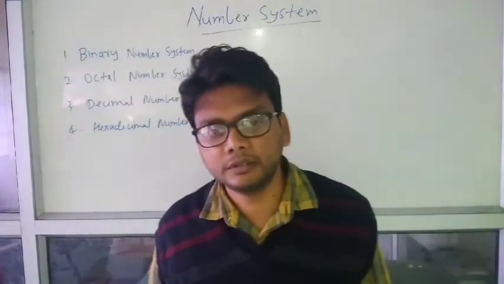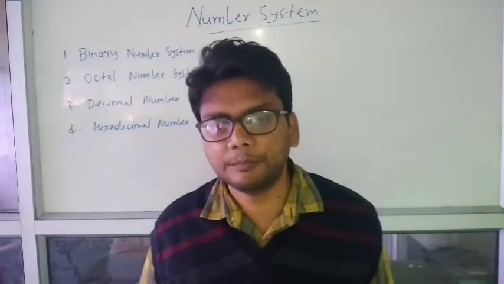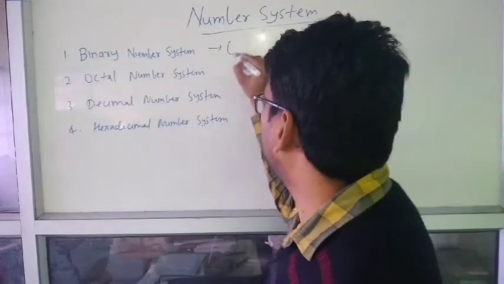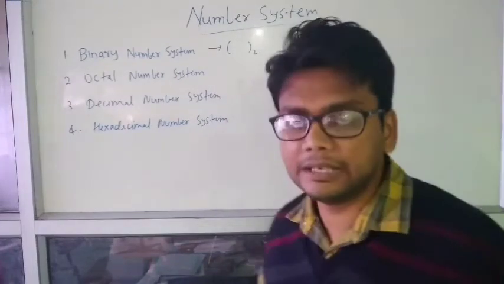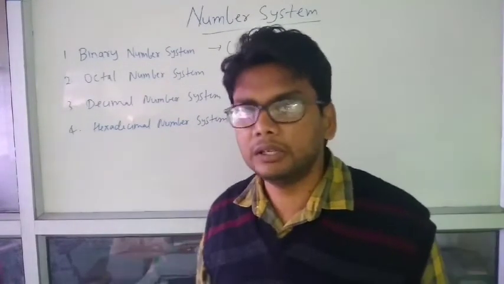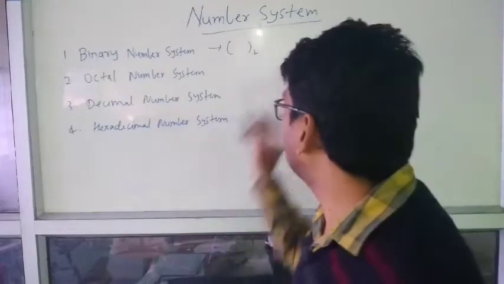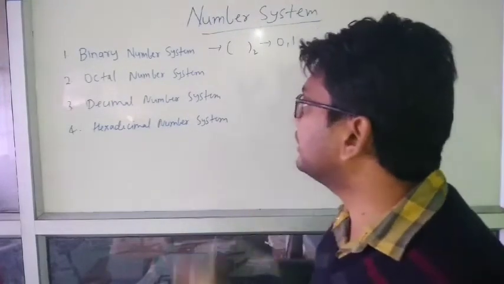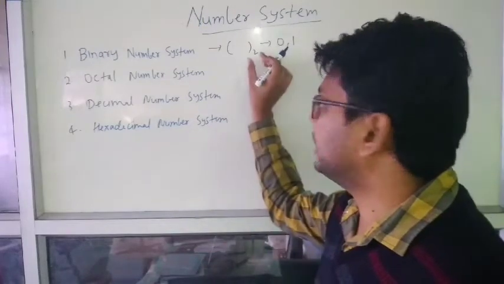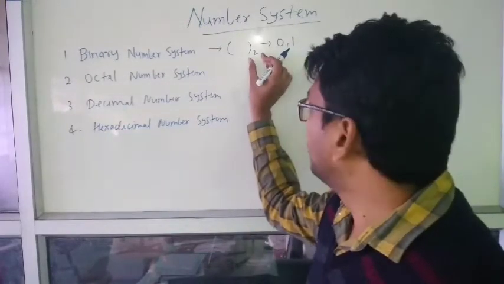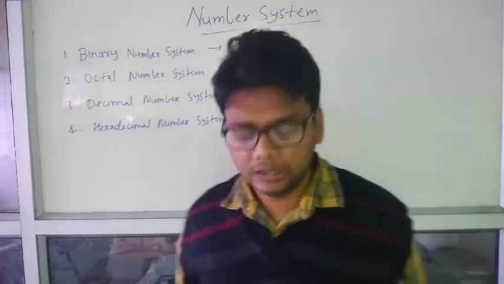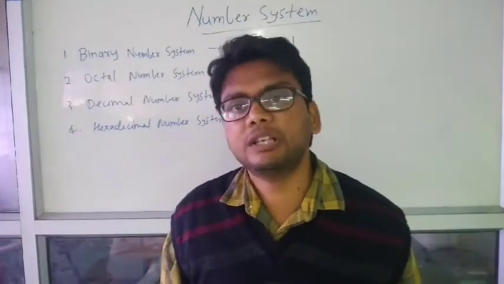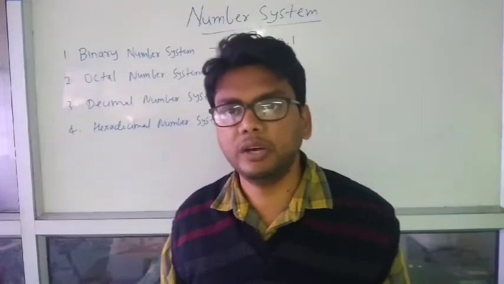In the binary number system, basically we can represent it with radix 2 or base 2, and the numbers which can lie in the binary number system are 0 and 1. So here we can say that the base is 2, so the total number of values which can occur is 2, but the digits which can occur are only 0 and 1.